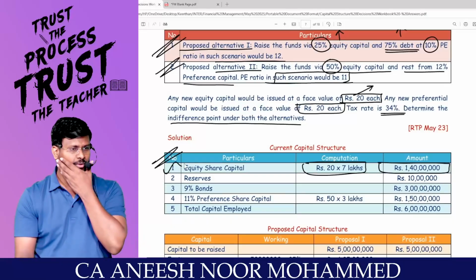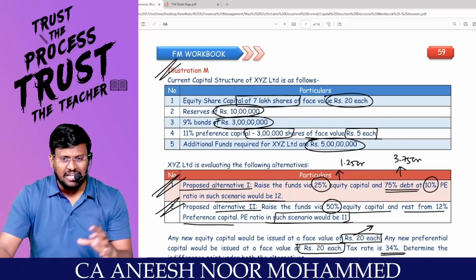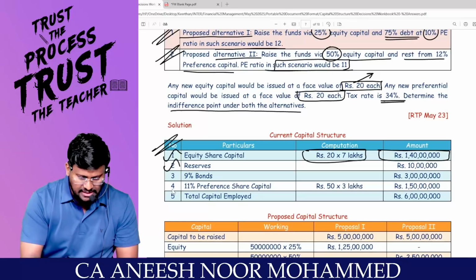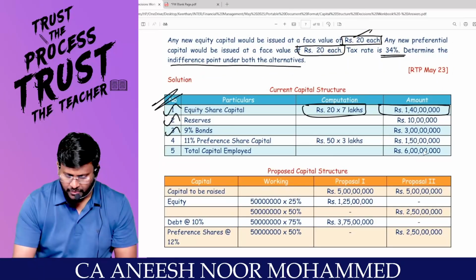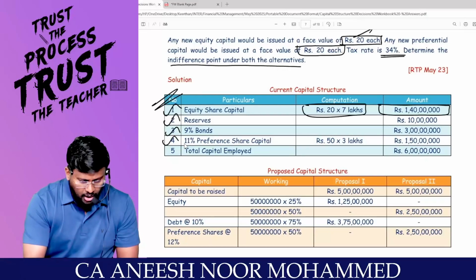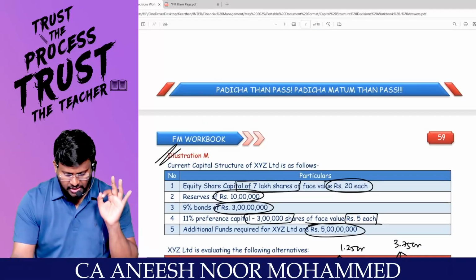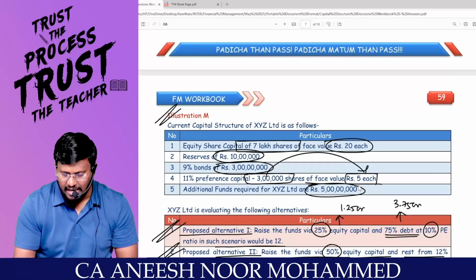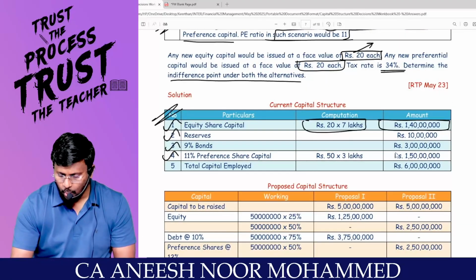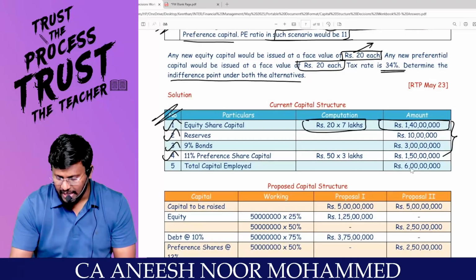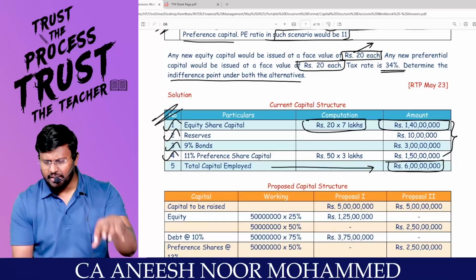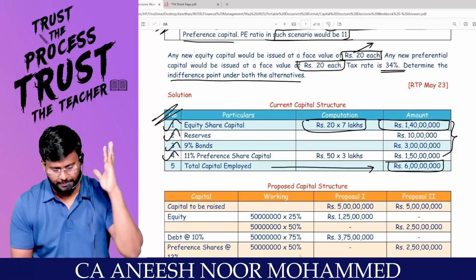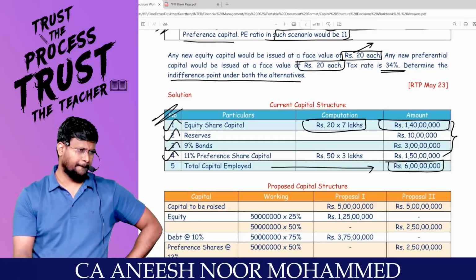Already the company has reserves of 10 lakhs. Already the company has 9% bonds of 3 crore. Already the company has 11% preference shares of 3 lakh at the rate of 5, which comes to 1 crore 50 lakhs. Adding up, 6 crore is the total capital employed. That means presently the company has a value of 6 crore. It's a 6 crore company.